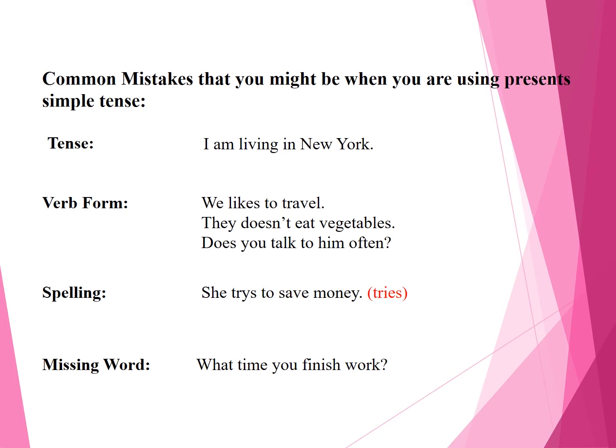So the correct form is I live in New York. Number 2. Mistakes in verb form.